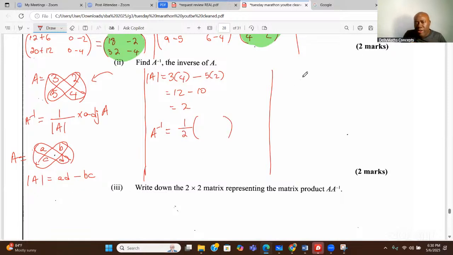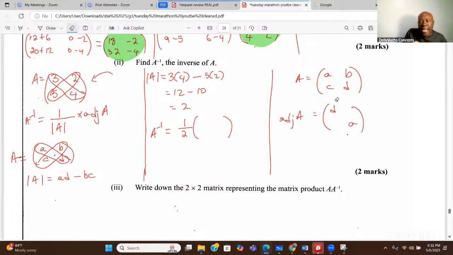So let me go here. Let us say I have the matrix A, right? I'm just writing this, trying to explain as I go. A, B, C, D. Adjoint A, okay? The adjoint of A is to switch. We're going to put D and A, switching them. So you're switching the elements on the main diagonal, and then you're going to change the sign of the elements on the other diagonal.